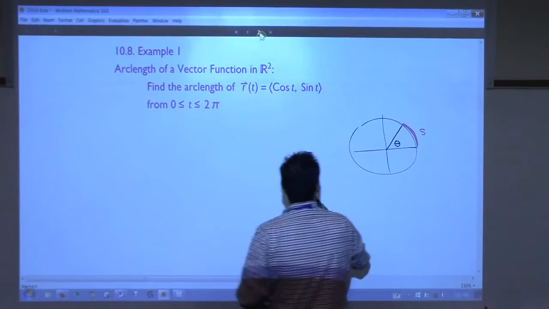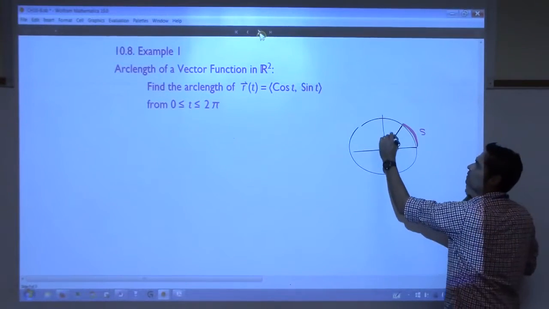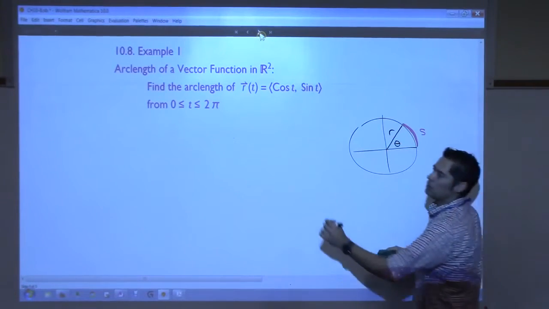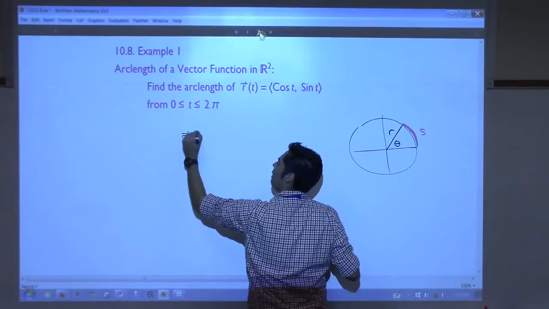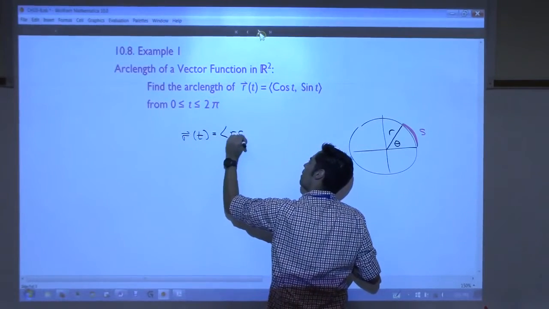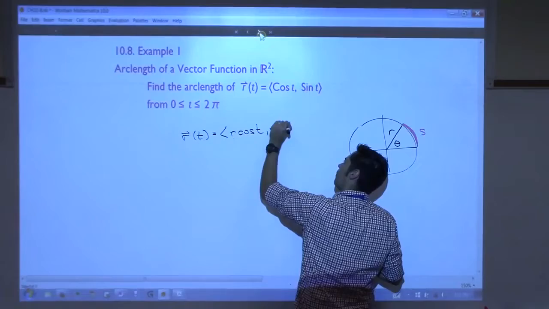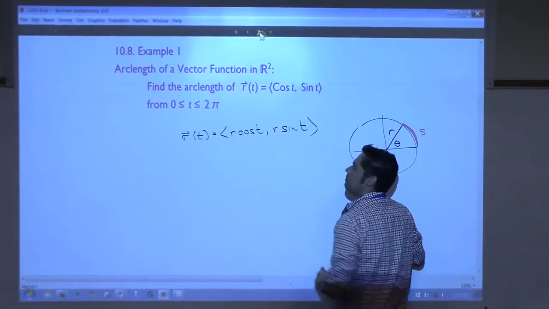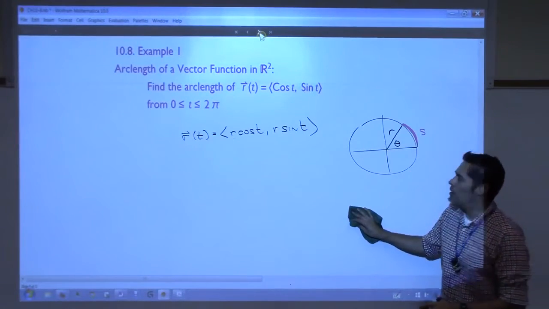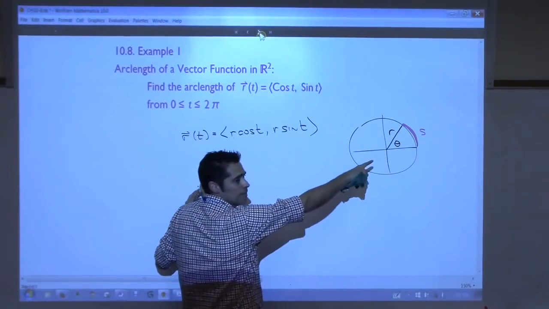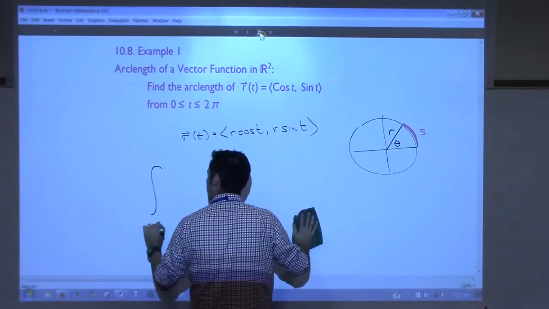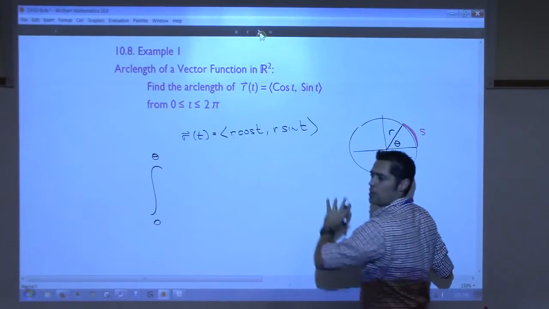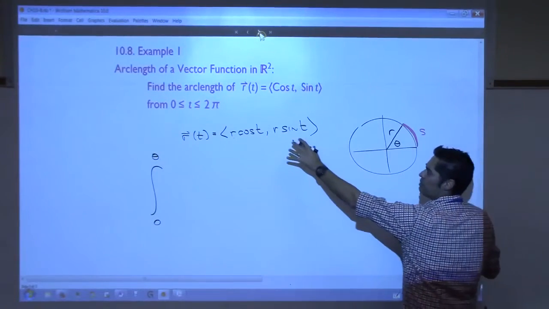What if I have not a unit circle, but a circle with radius r instead? How does my vector function change? We would have r cosine t, r sine t. I should put the r in there. If I wanted to find that length right there, I would still go integral from 0 to theta, and I'd need to find the magnitude of the derivative of that. So let's do a quick derivative on that one.